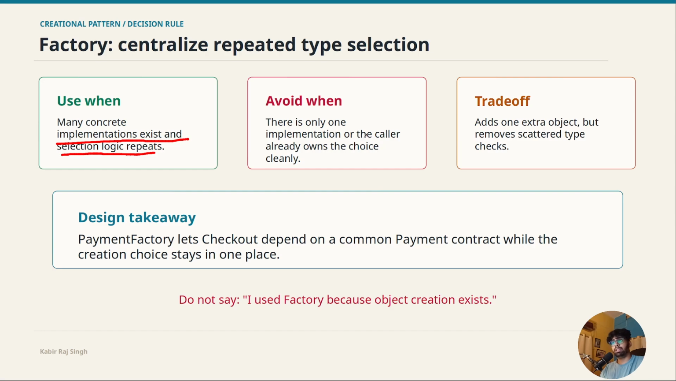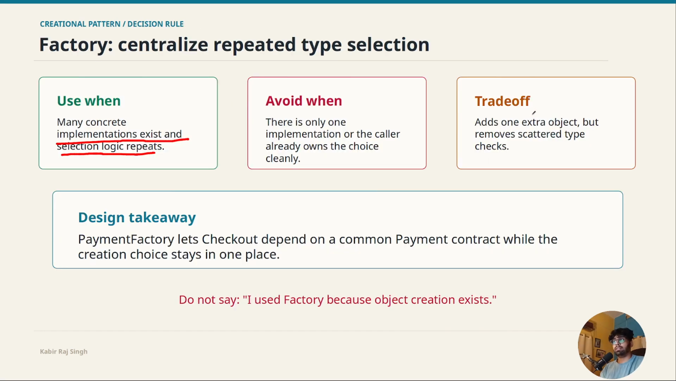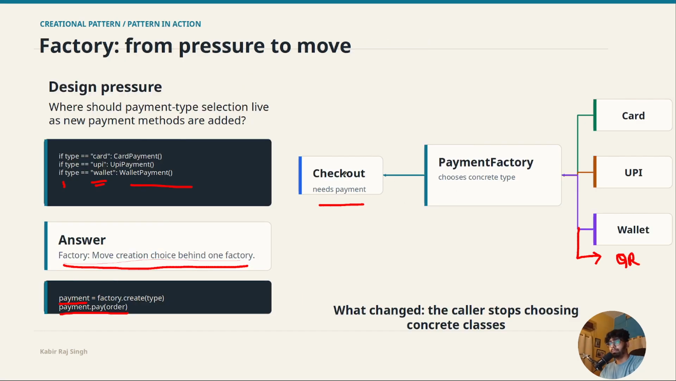Avoid it when there is just one implementation, or when you already have a specific set of choices which the caller owns. For example, if I just had QR or card here, obviously I would not go ahead and make a factory for this. The trade-off is basically one extra object, but it removes the scattered type checks. The practical takeaway is that the checkout now depends on the payment contract. So this checkout depends on the payment contract.